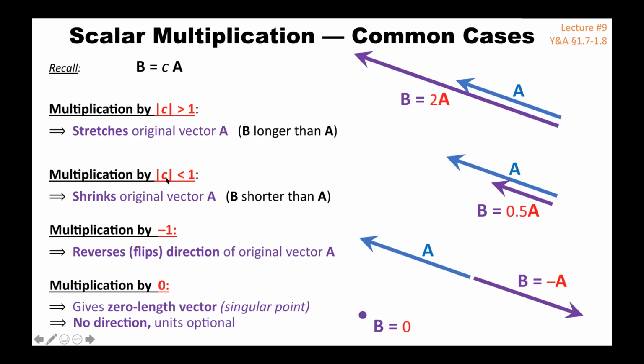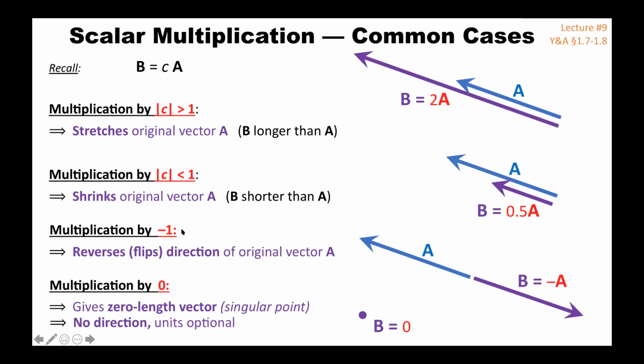If the absolute value of C is less than 1, then of course multiplying A by that scalar is going to end up shrinking A, and the length of B will be shorter than A. So what if we multiply A by a half or 0.3 or anything that has an absolute value smaller than 1? Then the length of B will now be shrunken compared to the length of A. Okay? So intuitively, this is a good thing to just understand. When you multiply a vector by a value bigger than 1, you're stretching the vector. And if you multiply by a value smaller than 1, you're shrinking the vector.